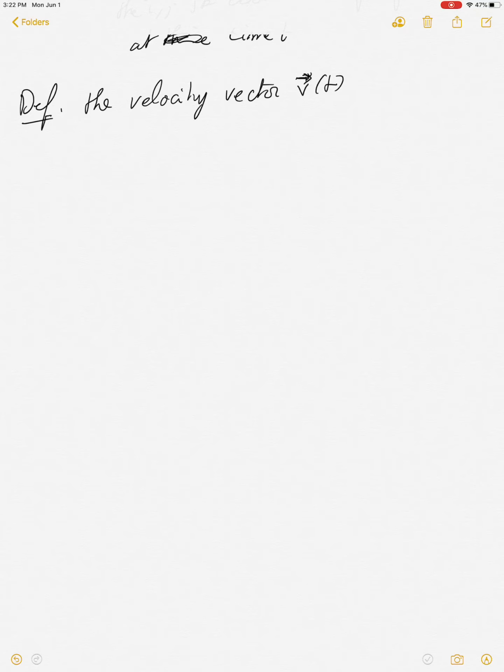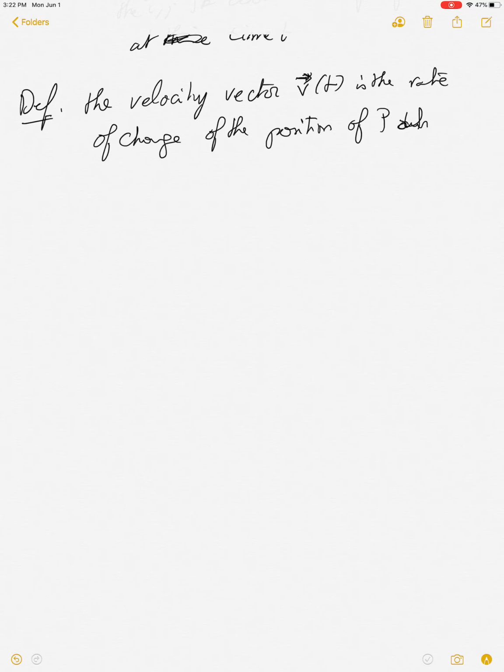So what does velocity mean? The velocity, by definition, is the rate of change of the position, of p, during a time t.